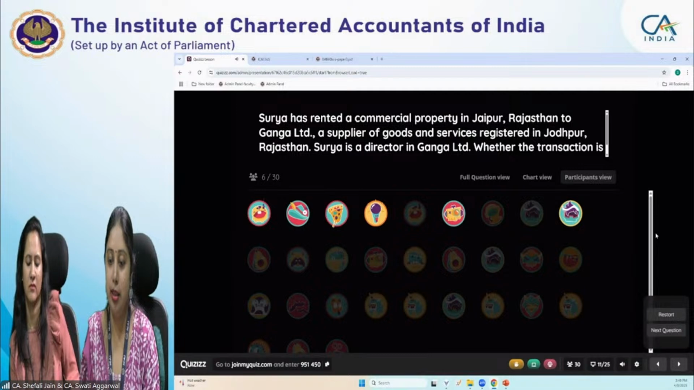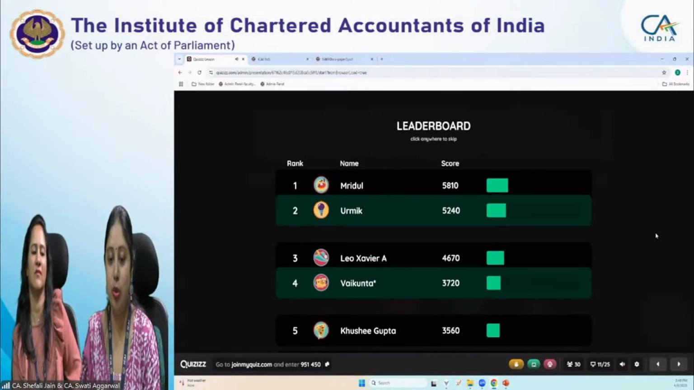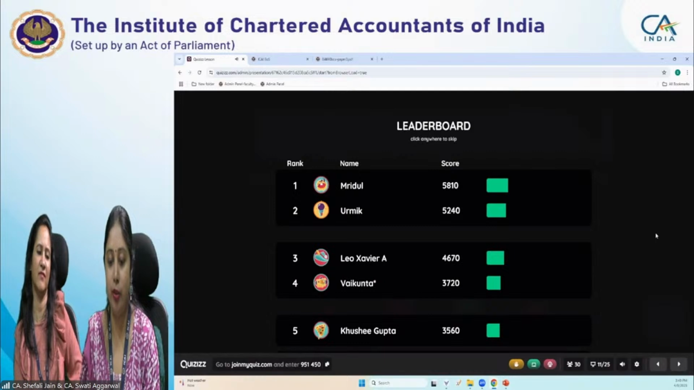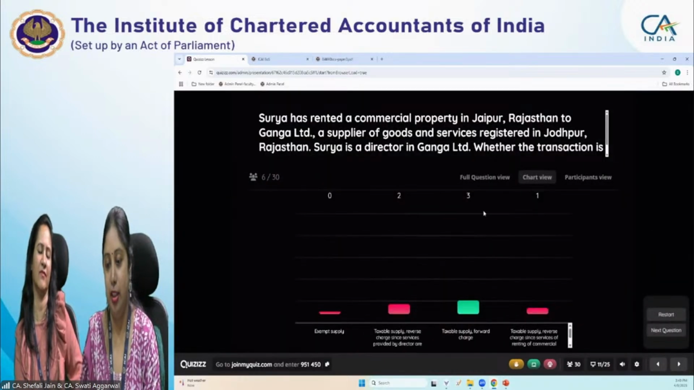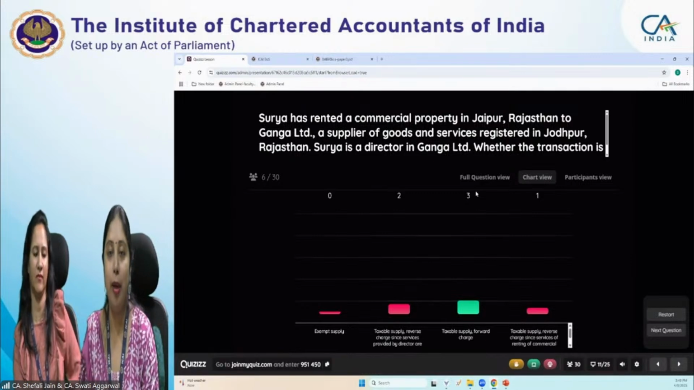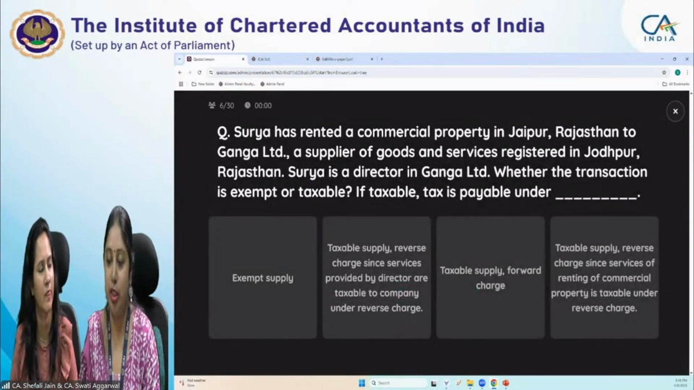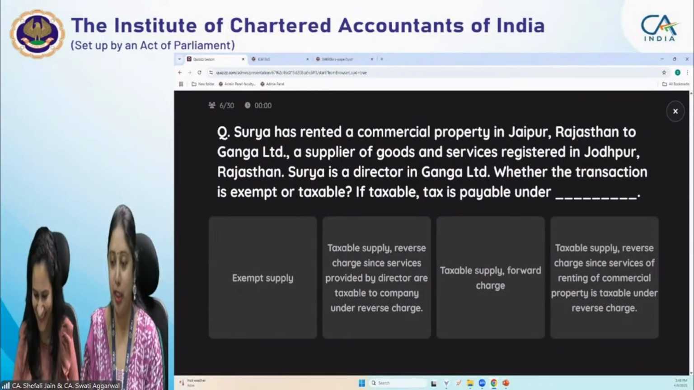So let's see the leaderboard first. On the top, we have Mridul, Urmik, Leo, Vaikunt, and then Khushi. And 3 students have given us the correct answer out of 6. 2 have marked it wrong. This question has lot many points to be understood. Let me explain the one point to you, one by one she will be explaining you.